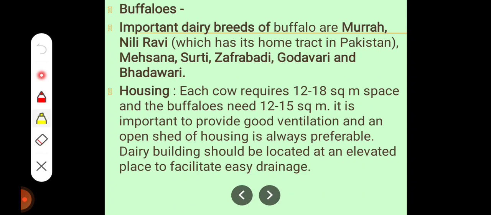Housing: each cow requires 12 to 18 square meter space and buffaloes need 12 to 15 square meter. It is important to provide good ventilation, and an open shade type of housing is always preferable. A dairy building should be located at an elevated place to facilitate easy drainage.